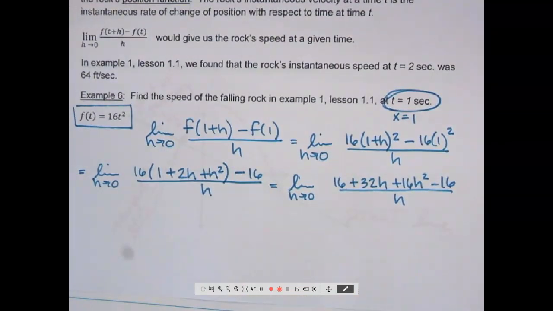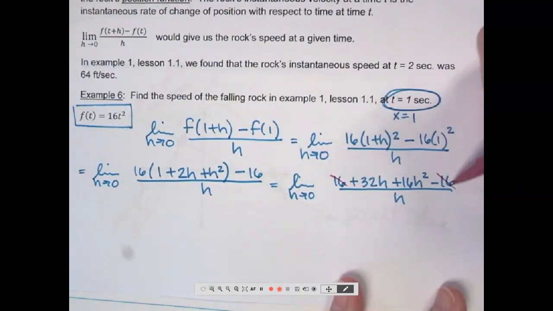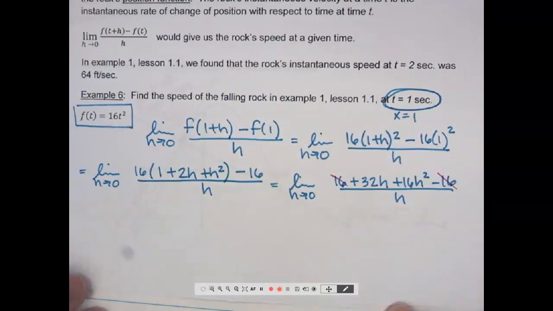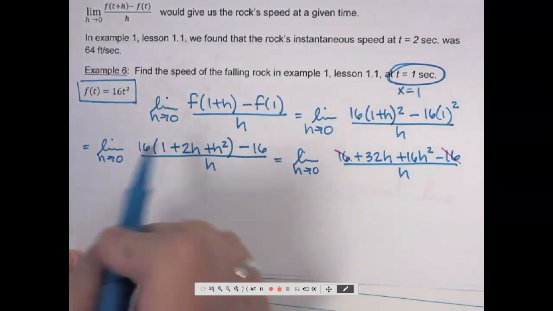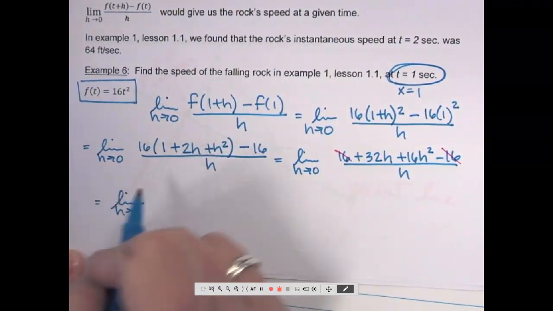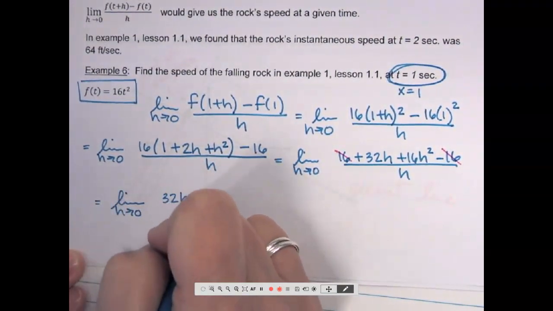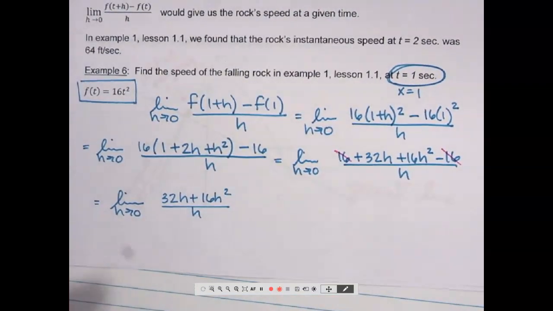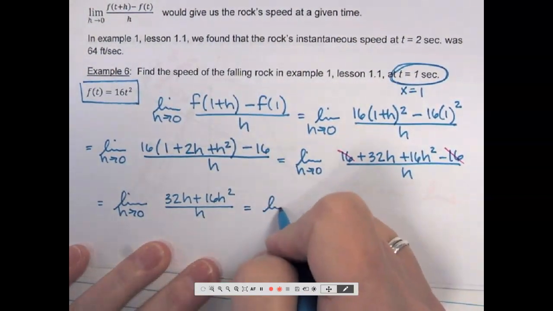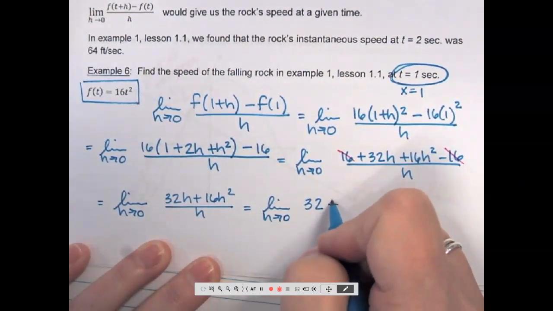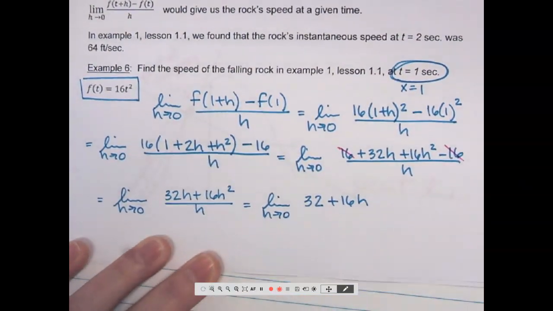Okay, so look for something to subtract out. There's my 16s, the same. See the same pattern happening over and over again with these. Then what I have left should simplify. Okay, and it will. Everything up top has an h in it. So that becomes the limit as h approaches 0 of 32 plus 16h.